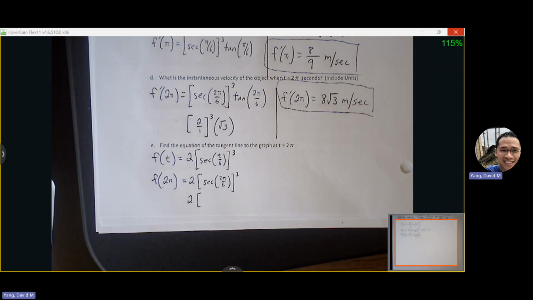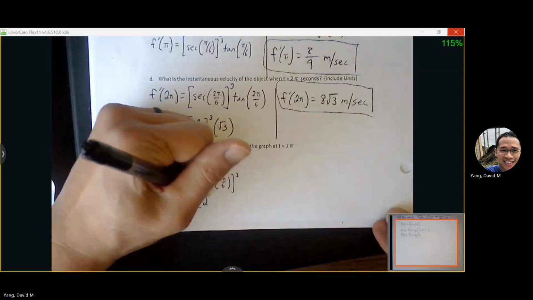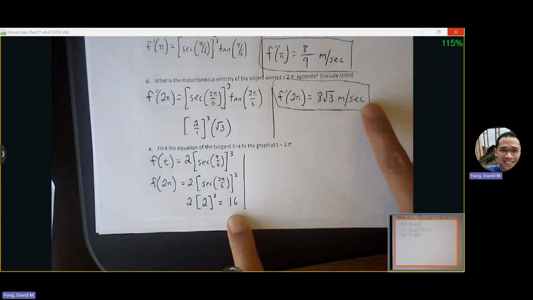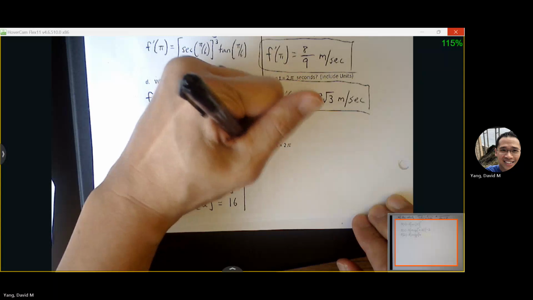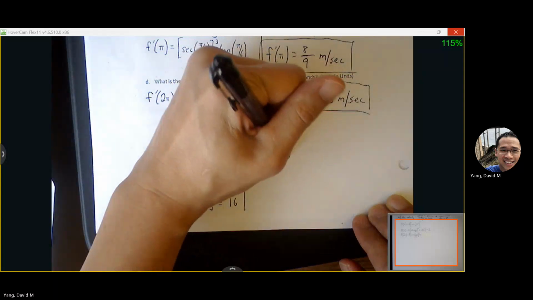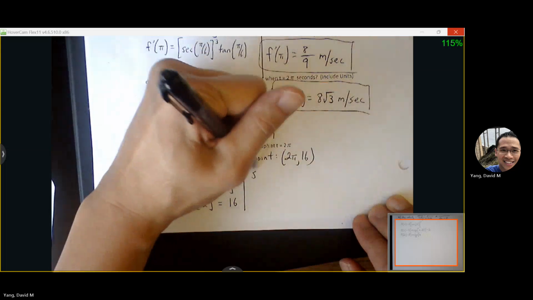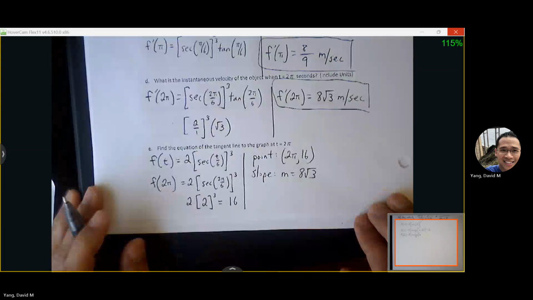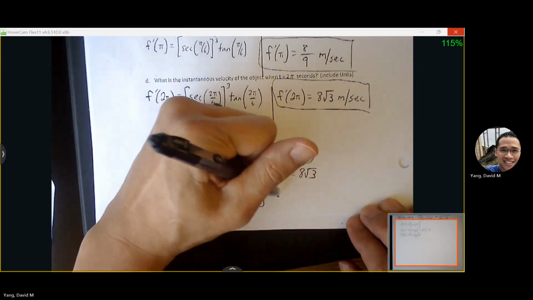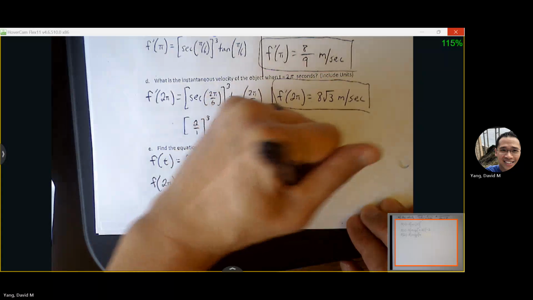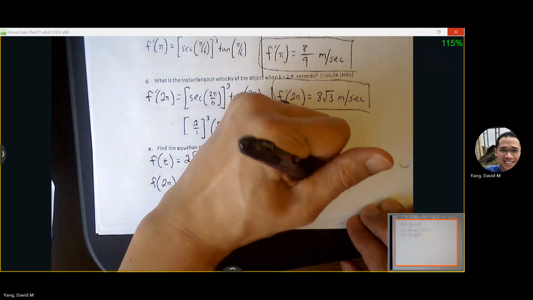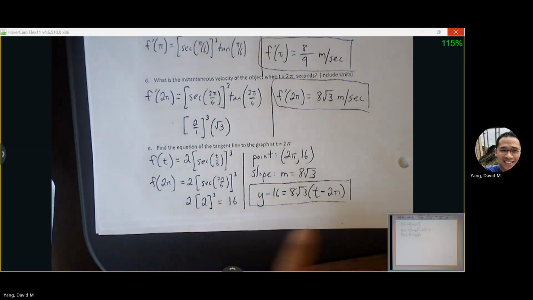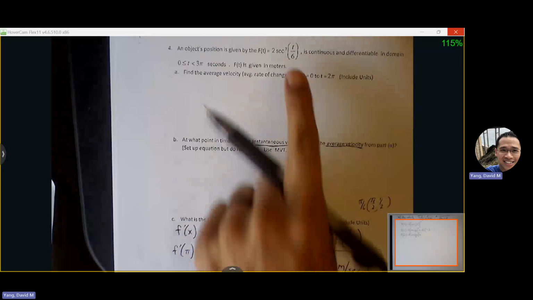Okay. Again, secant of pi over 3 is 2. 2 cubed is 8. 8 times 2 is 16. So there's my ordered pair, and there's my slope. I'm using t here because that's the variable that we started with.